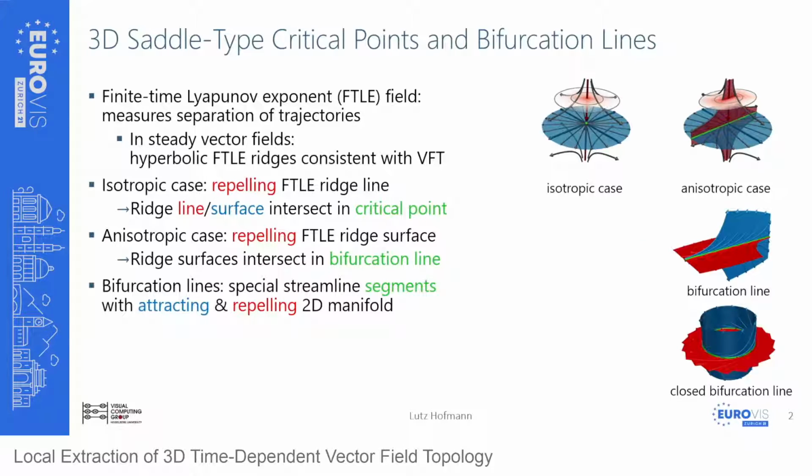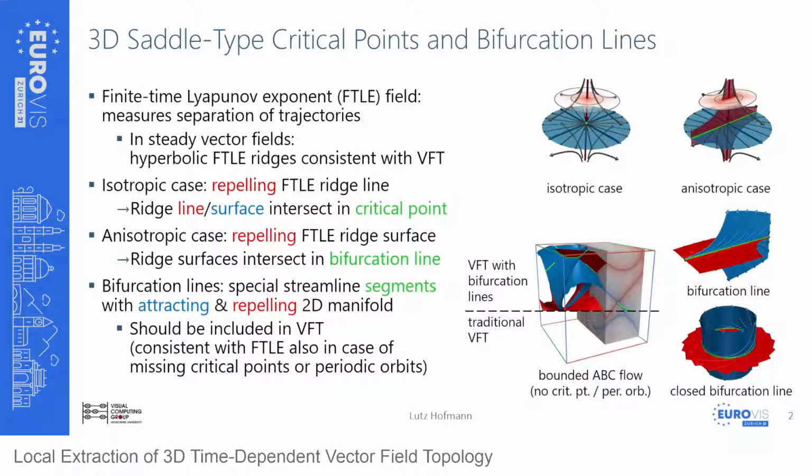These are special streamline segments that exhibit attracting and repelling 2D manifolds. They do not need to contain a critical point, and they can also be closed. We found that in cases where a steady 3D vector field does not contain any critical points or periodic orbits, we need to include bifurcation lines in order to be consistent with ridges in the FTLE fields.